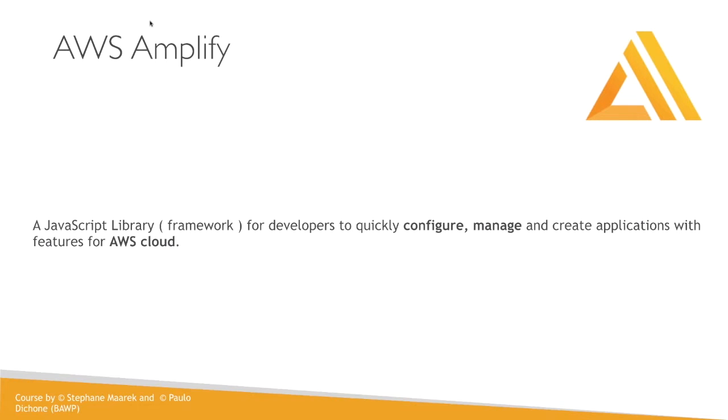Another tool we need to talk about as we embark on our journey here with AWS AppSync is what we call AWS Amplify. Now, what is this thing called AWS Amplify? Well, it's nothing more than a JavaScript library that allows developers to speed up their development.